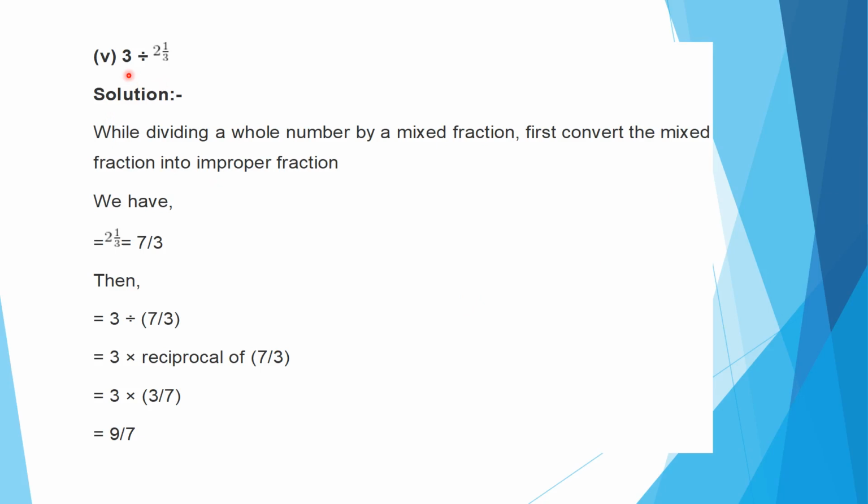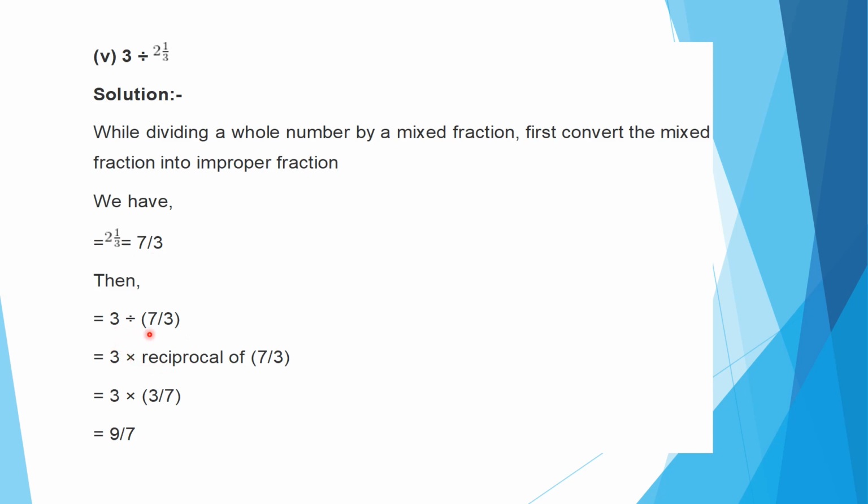The next sum is like this: 3 divided by 2 1 by 3. Here the divisor is a mixed fraction. What we have to do? We have to convert that into an improper fraction first. So while converting this into an improper fraction, it will become 3 2s are 6, 6 plus 1 is 7, 7 by 3.